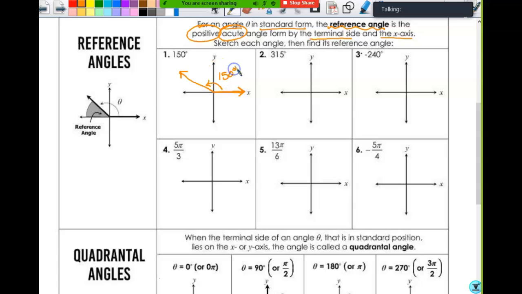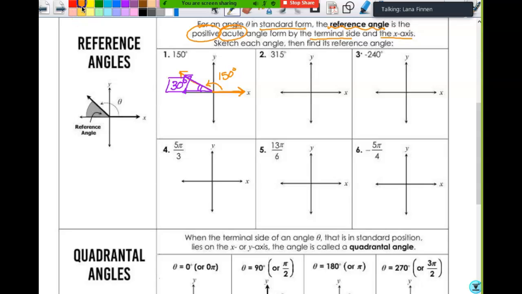Okay? I want the reference angle. The reference angle is always the shortest way back to the x-axis from the terminal side. So this is my reference angle. So if this is 150 degrees, how big is my reference angle? 30, because I have to get to 180, right? So that makes my reference angle 30 degrees. Everybody okay with that?